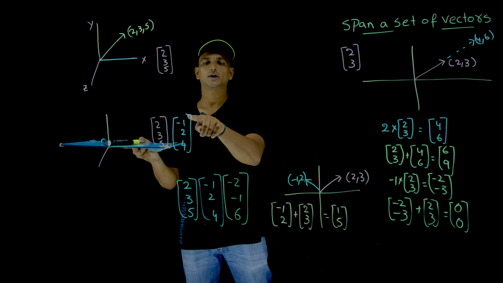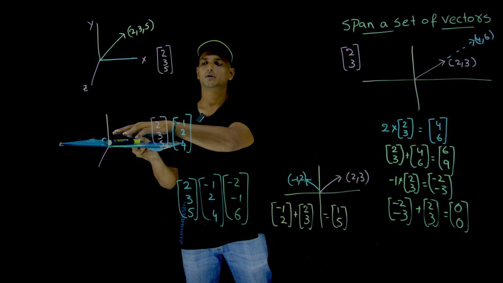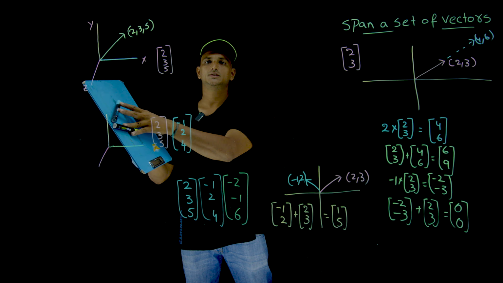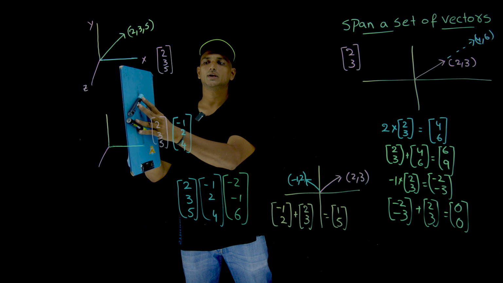Suppose if this vector has changed, if we change it, the plane will also change. It will be like this. This is another plane. This is another plane.